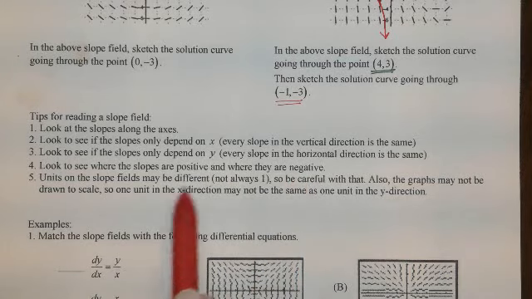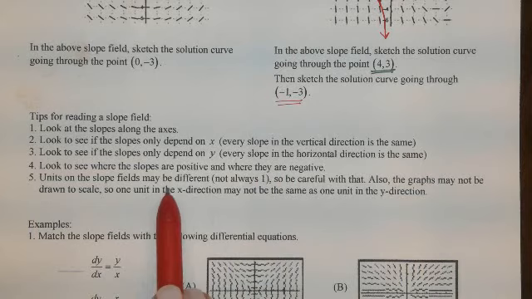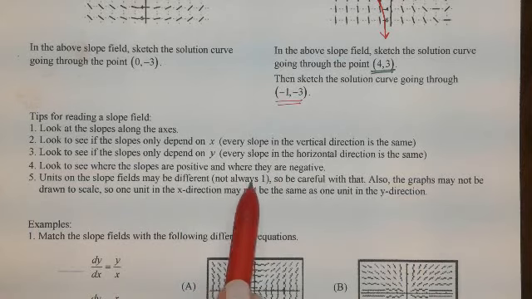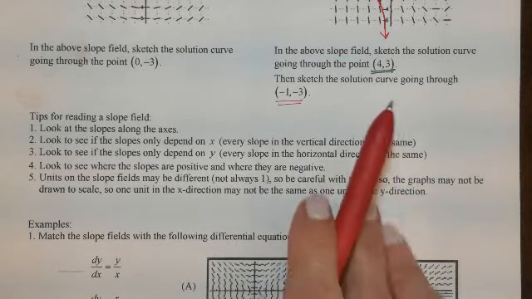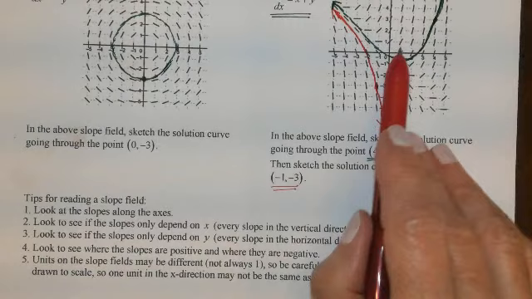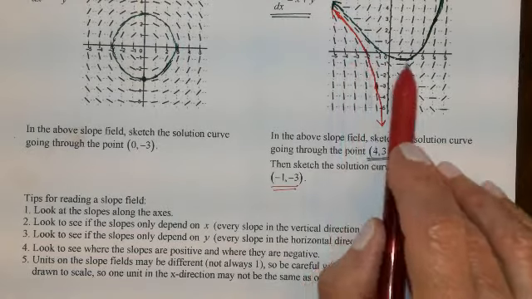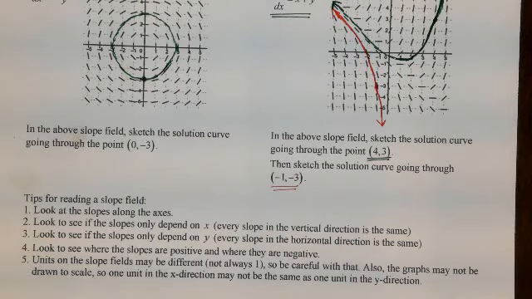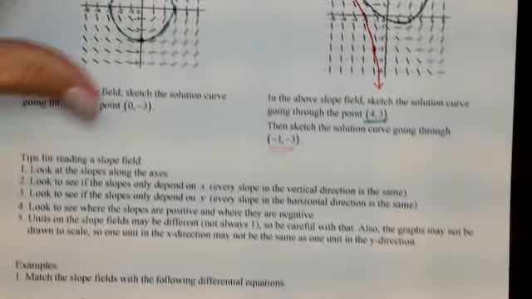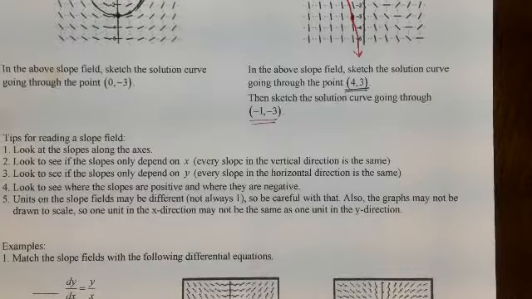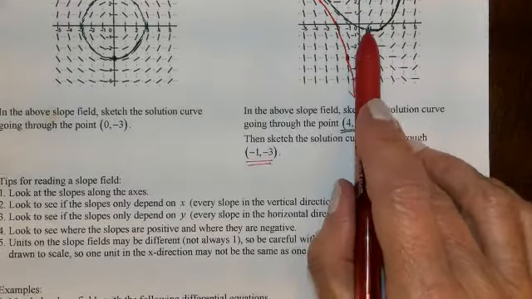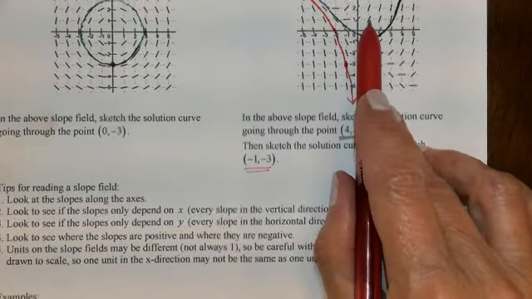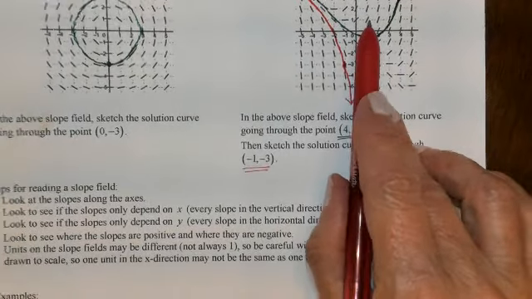Units on the slope fields may be different. They're not always one, so be careful with that. In this slope field, they have units on the graph, and so they do on this one as well. Did they on our previous sheet? Yeah, they did. But sometimes they don't. So don't assume, like, this is the point (1, 1). Okay.